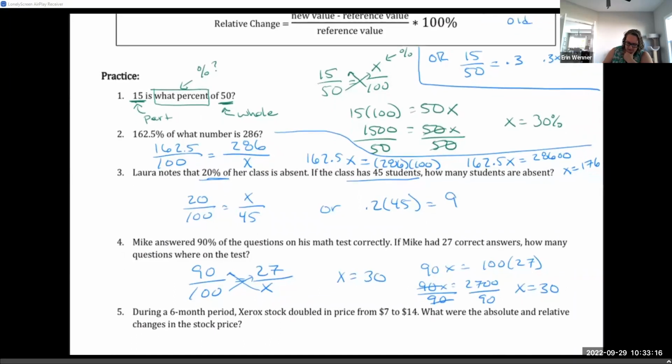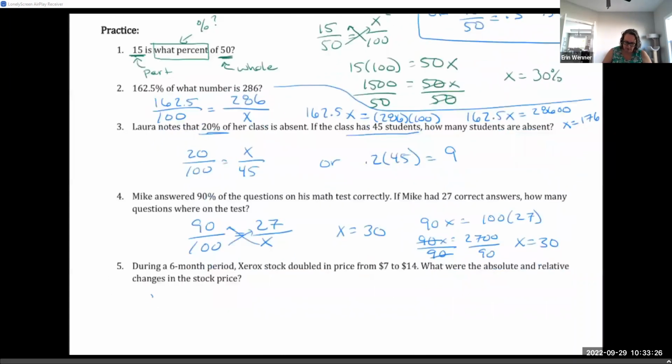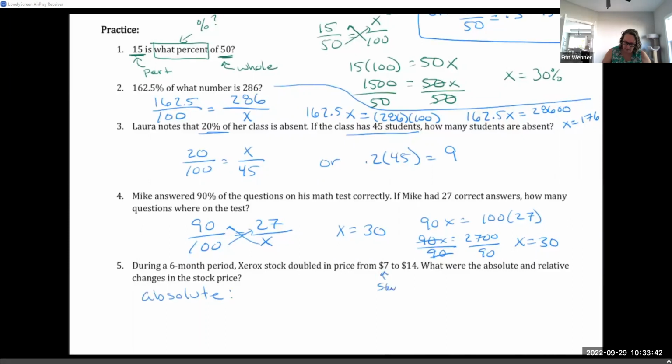Okay, so number 5 says, during a 6-month period, Xerox stock doubled in price from $7 to $14. What were the absolute and relative changes in the stock price? So we start with the absolute. The absolute change is just the change in the price. So it started at 7 and it ended at 14. So we're going to just do 14 minus 7, which gives us an absolute change of $7.